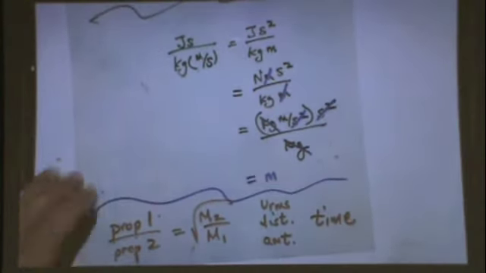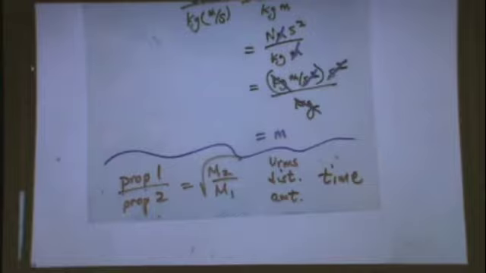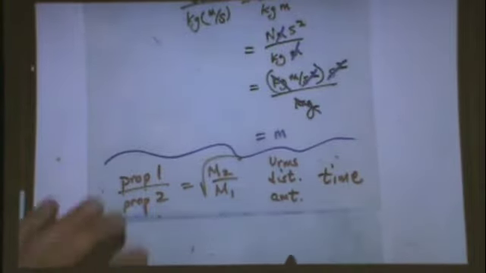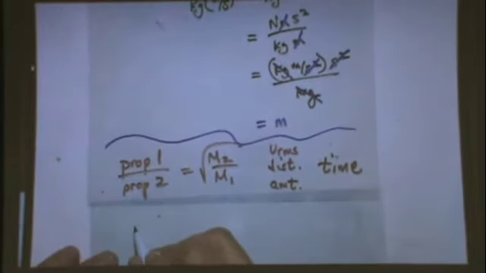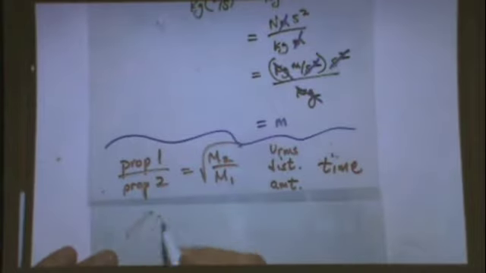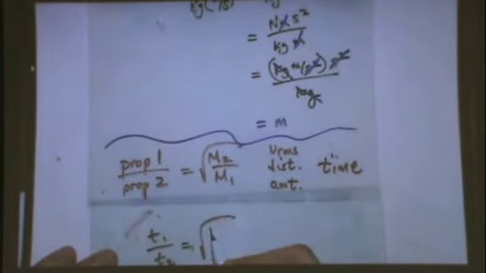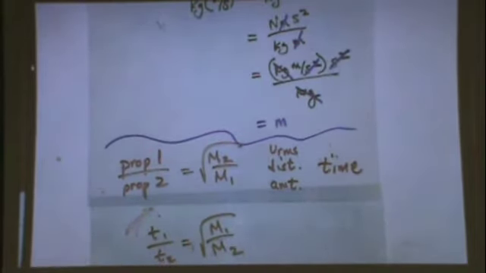Time is odd because, this you have to remember by yourself, I won't remind you on an exam, if you have the equation for time, it's time 1 over time 2, and the molar masses are not inverse. Okay, that comes out in the derivation. Everything else, the molar masses are inverse.